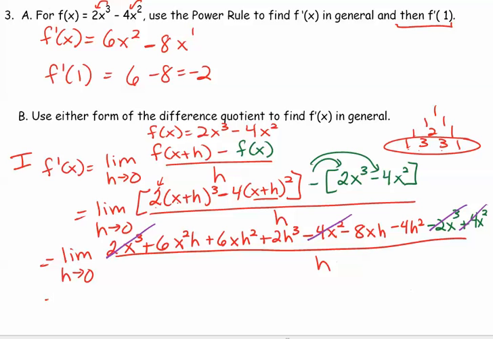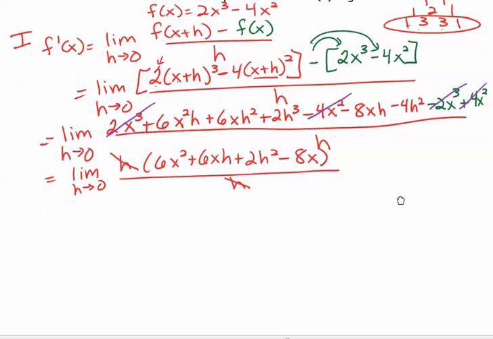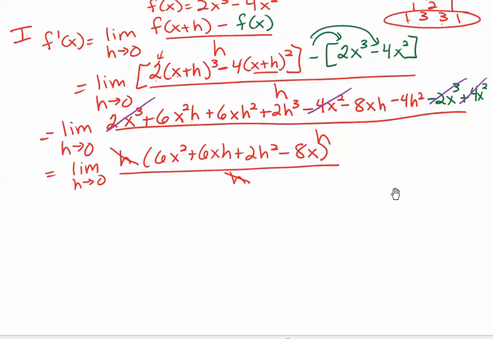So now we're almost there. We simply factor the h out of the remaining terms of the numerator. So we'll have a 6x squared plus 6xh plus 2h squared minus 8x. And at this point, our 0 over 0 problem is taken care of when we cancel that h in the numerator and the denominator.